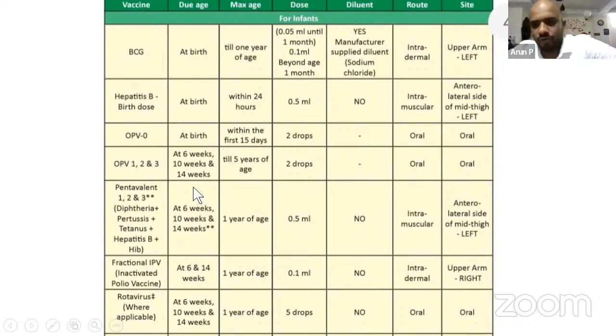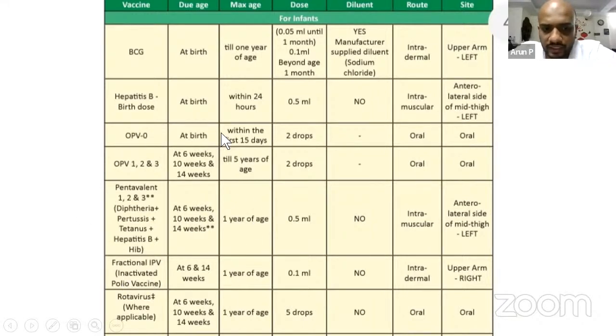At 6, 10, and 14 weeks, you give again OPV. The question is, what is the type of OPV which is used in the national immunization schedule? There are 3 types of OPV: monovalent OPV, bivalent OPV, and trivalent OPV. Now we are using only bivalent OPV, BOPV, which has got type 1 and type 3 strain and not type 2. It is given at 6, 10, and 14 weeks, 2 drops orally.